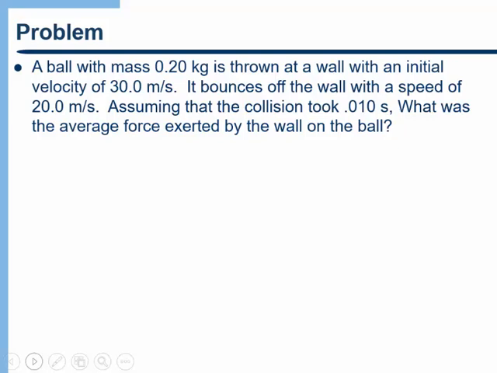Okay, let's see how you did. So we're using the impulse momentum equation. We have the average force times delta t is equal to the change in momentum. The vector signs on this formula are important because we have to pay attention to direction.